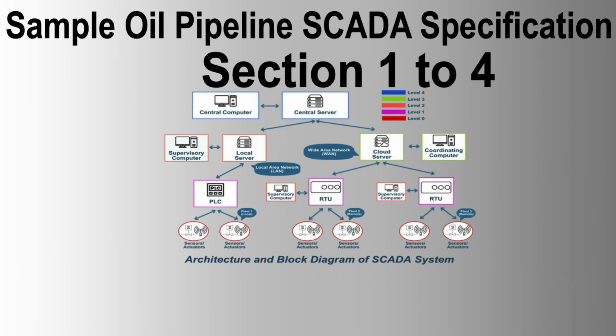Section 3, System Features. Hardware, dual redundant servers, operator workstations, database redundancy, and engineering workstations. Software, SCADA displays, alarm management, data processing reports, historical storage, and system security.